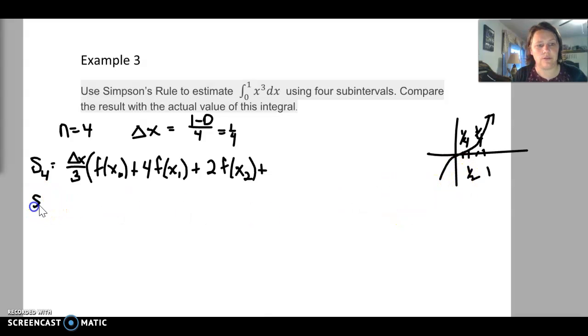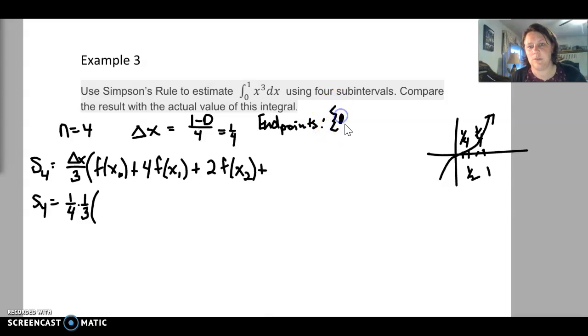So we are going to write this into our formula. Delta x is equal to 1/4, so we'll have 1/4 times 1/3, which comes with the Simpson's formula. Then we'll have f of x sub 0. Well, let's list our endpoints here. It's always a good thing to do with any numerical integration, list your endpoints. My first endpoint is going to be 0, that's where I'm starting off, and then 1/4, 1/2, 3/4, and ending at 1. Those are all the endpoints that I need to use in Simpson's rule.